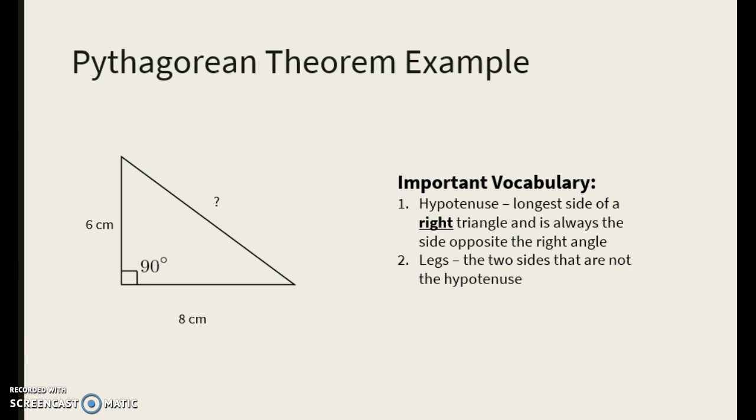And then we have the legs, which are just the two sides that are not the hypotenuse. So those are the two sides of the triangle that are on either side of that 90-degree angle.